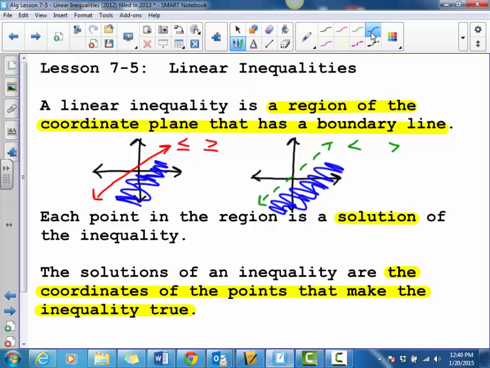Each point in the region is a solution of the inequality, meaning this point would make that work, this point would make it work. Anywhere inside of here that is shaded, remember, including the line if it's solid. So anywhere in there would make those inequalities true. The solutions of an inequality are the coordinates of the points that make the inequality true.